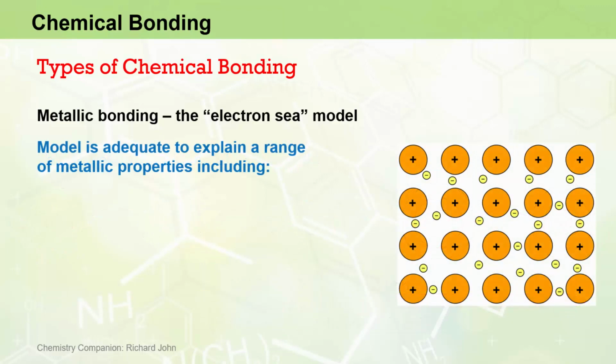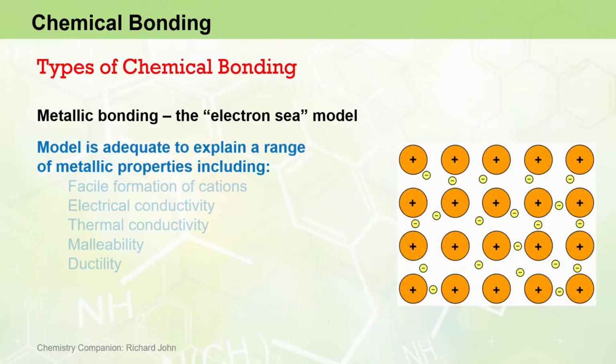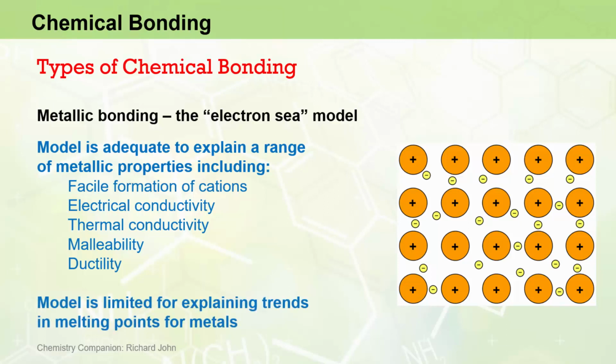This model is adequate to explain a range of metallic properties, including the ease of formation of cations, as well as the physical properties of electrical conductivity, thermal conductivity, ductility, and malleability, although the model is somewhat limited when it comes to explaining trends in melting points of metals.